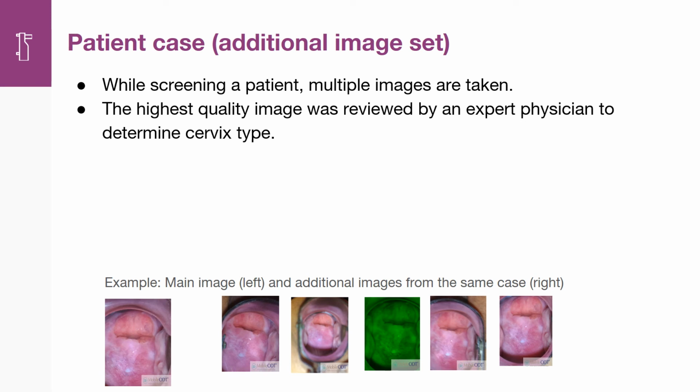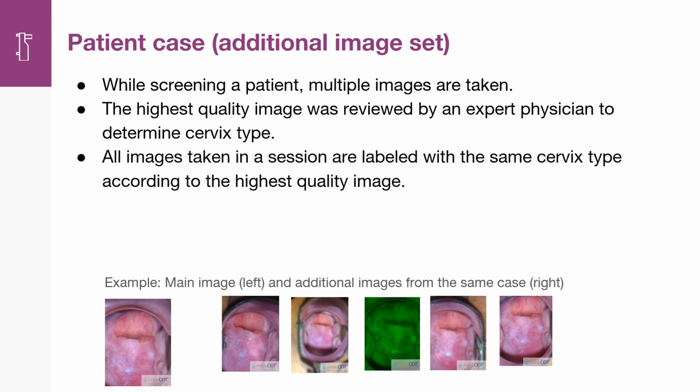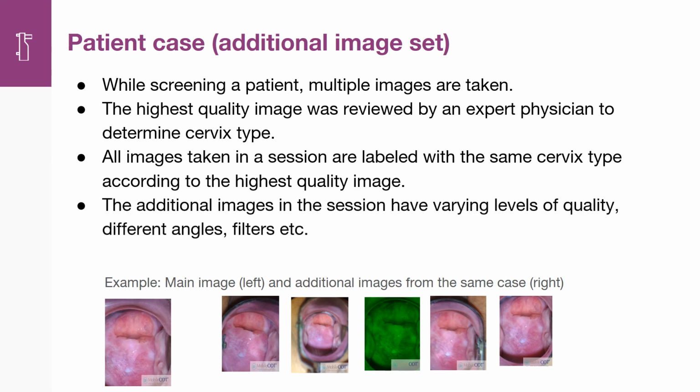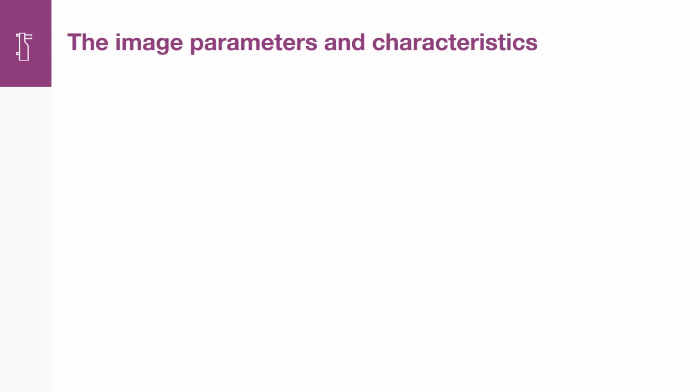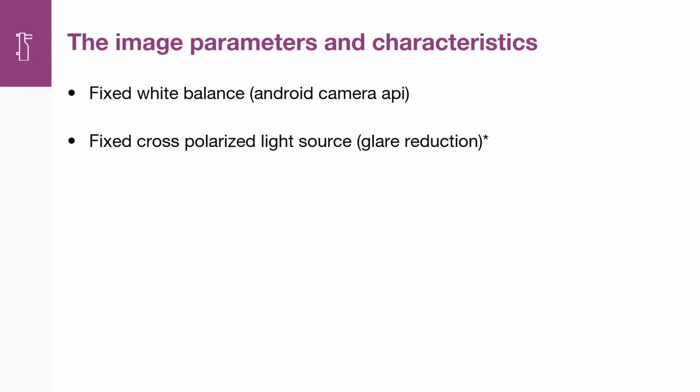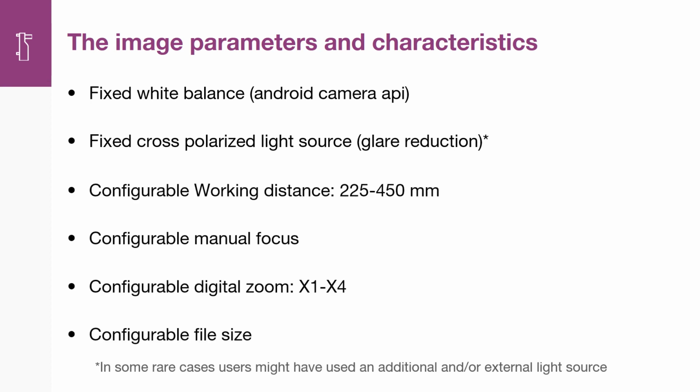The additional images taken in this session were annotated with the same label and they are in the additional images folder. The additional images are of the same patients, but have different properties like angle, filters, zoom, and also different quality. Some properties are fixed for all of the images. The white balance is fixed, and the same light source was used in most images. Other parameters vary between images. The working distance, focus, zoom, and image size all can have different values.